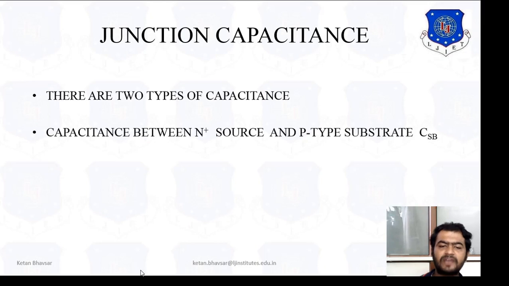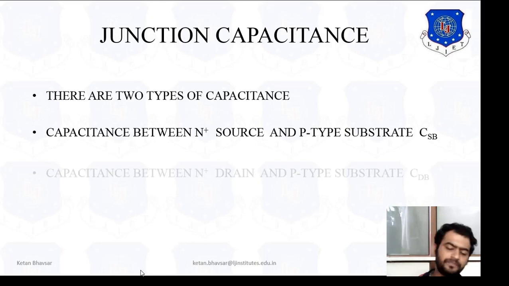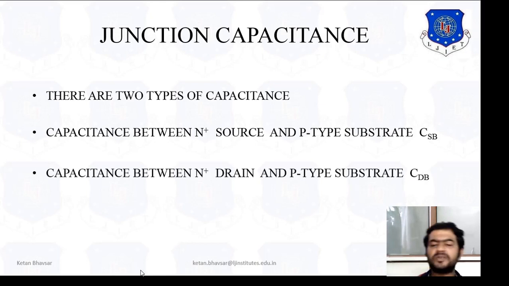There are two types of capacitance. The capacitance between the N plus source and the P type substrate is called CSB, and the capacitance between the N plus drain and the P type substrate is called CDB. So basically we discuss the junction capacitance in two ways, for the source and substrate, and for the drain and substrate. So basically CSB and CDB. These two capacitances play a main role when we are talking about the junction side.